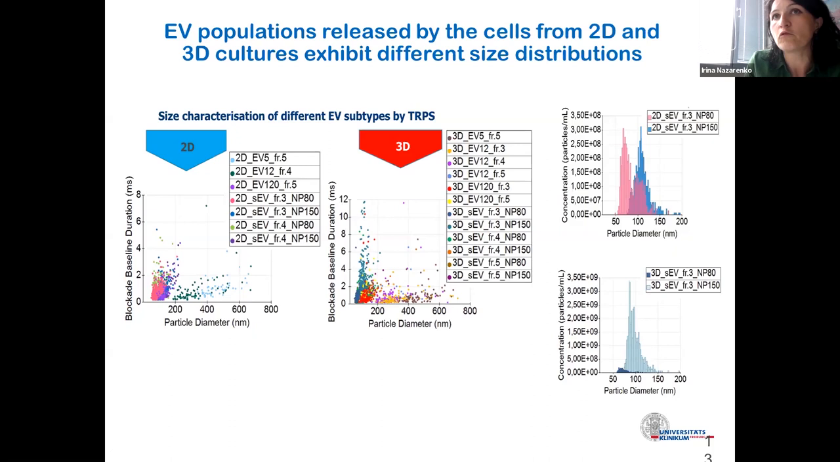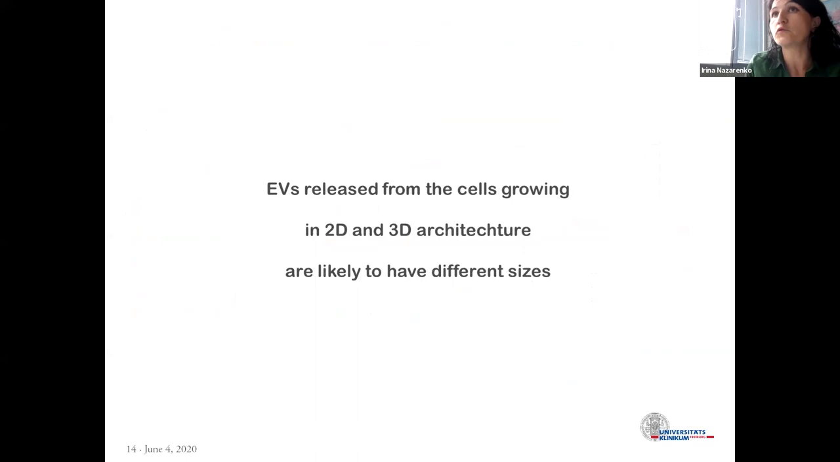So this very simple experiment tells us that there is a different size distribution among the vesicles produced by 2D growing cells and by 3D growing cells. So they are likely to have a different size distribution, and probably different heterogeneity.